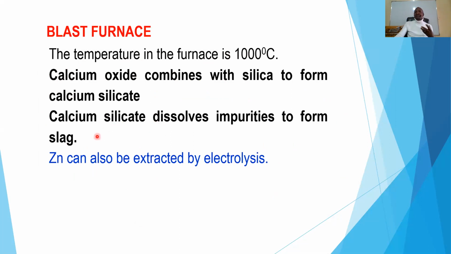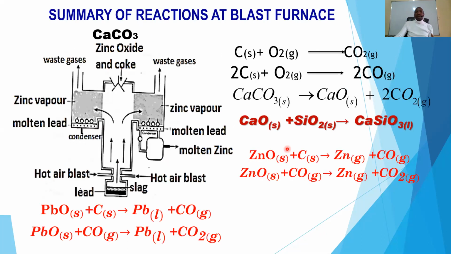So we have now the calcium oxide, which combined with silica to form calcium silicate, and the calcium silicate dissolves impurities to form a slag. Zinc can also be extracted by electrolysis. So let's look at the reaction in the blast furnace, rather the retort furnace. We have the raw materials that we're putting there: the calcium oxide, the zinc oxide, and the coke. So let's look at the main reactions that take place there.